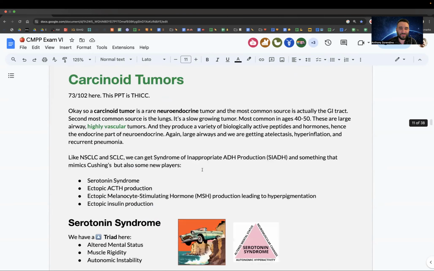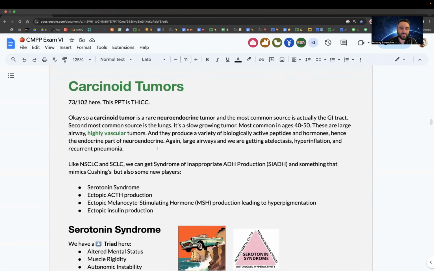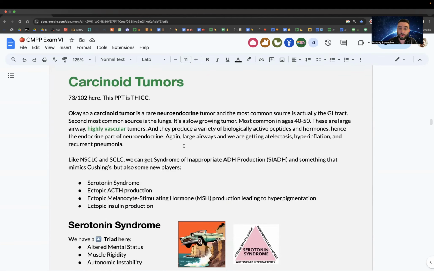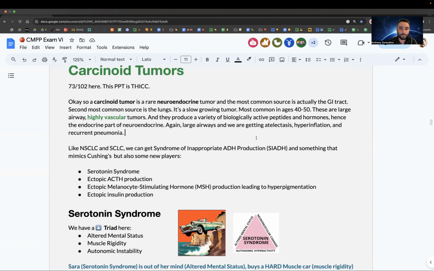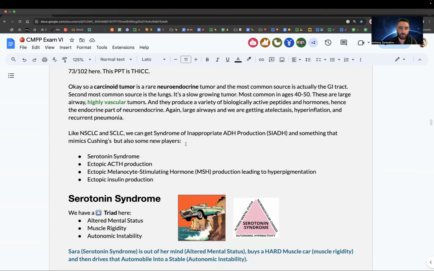And we're almost there. Oh my gosh. Okay. So carcinoid tumors, these are a thing. These are neuroendocrine tumors, and they come from the GI tract, okay? They are highly vascular tumors. So that's probably a big one for a vignette. They're highly vascular, and they produce a variety of biologically active peptides and hormones. We can also get syndrome of inappropriate ADH production and Cushing's here as well.